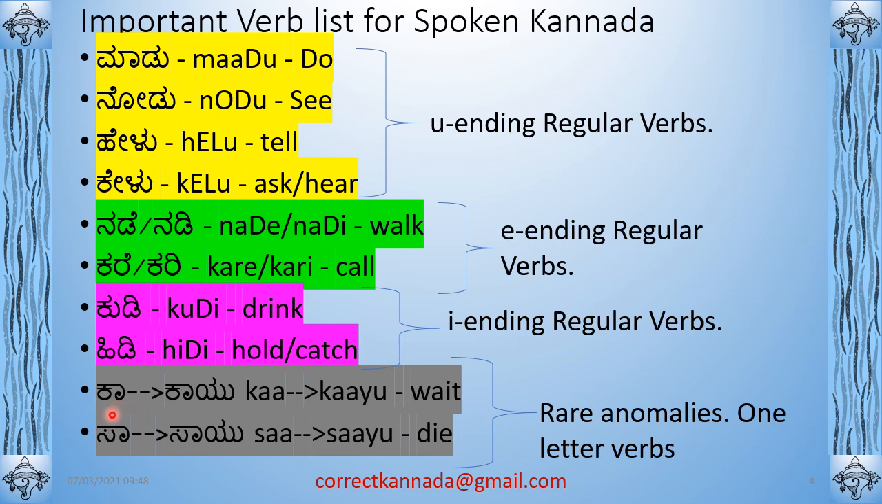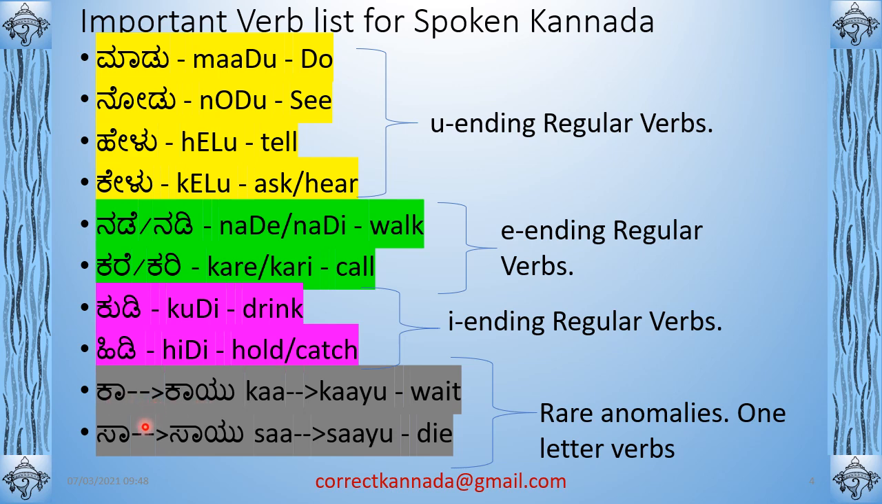Ka. What the grammarians have done is add u to it to make it a u-ending verb, ka-yu. Ka is the actual root verb. Kayu means to wait. Then on kayu they will say kayuttini, kaita iddini, like that. I had been waiting for a long time, like that.